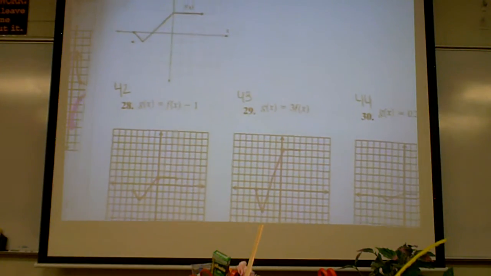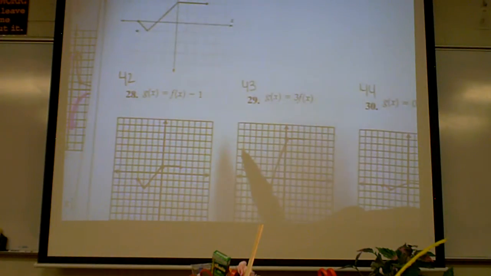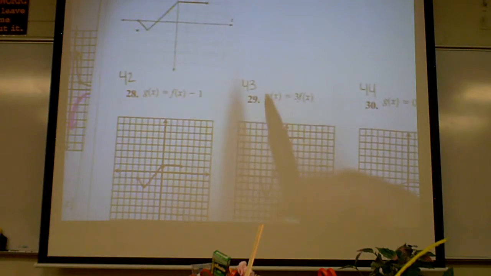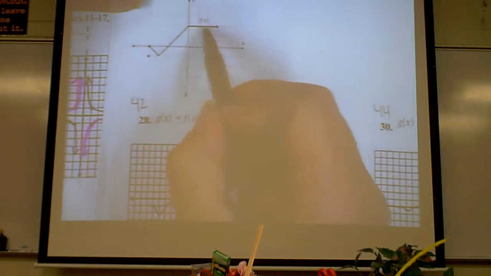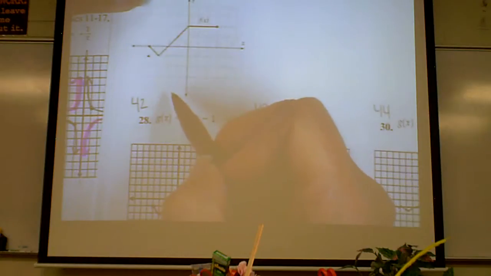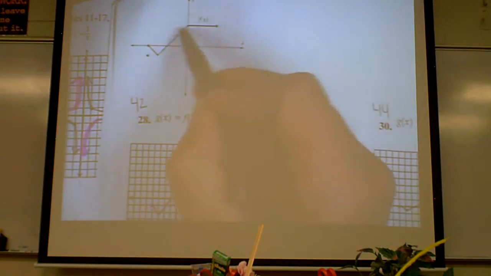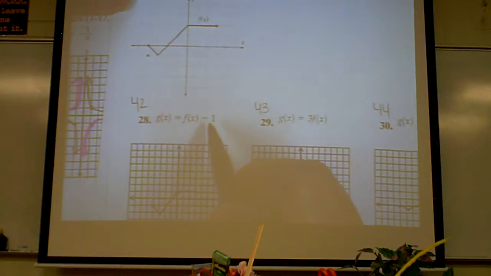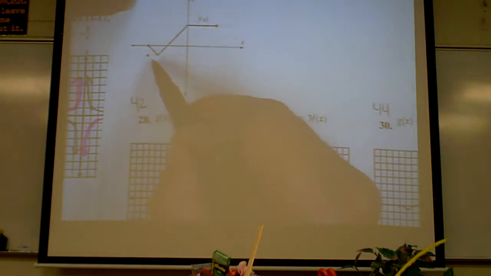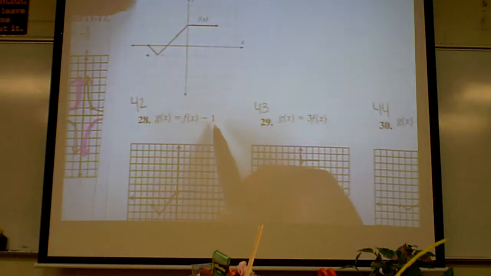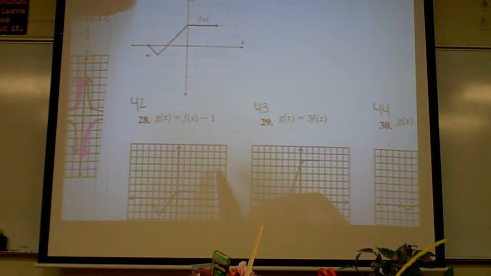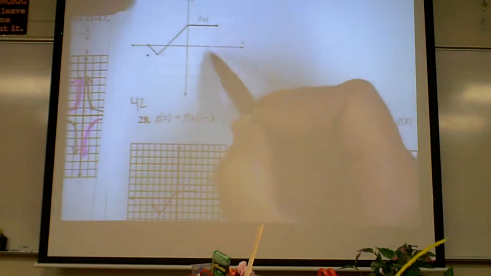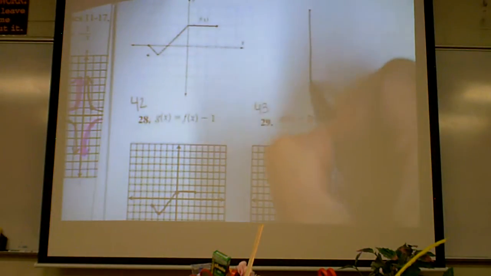Now, what's this nonsense? A lot of you were a little confused on it. Is this a function, yes or no? Yes. So we call this f of x. f of x is this picture. If we have a -1 after here, what does that tell you to do? Goes down one in the y. You are shifting, so you might want to make a T-chart.